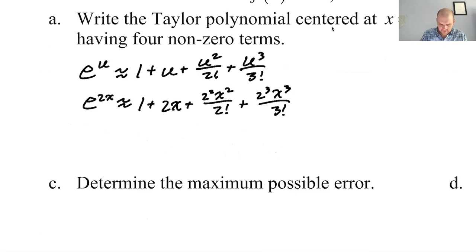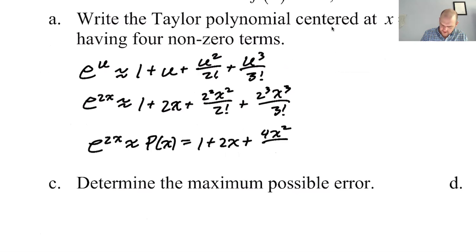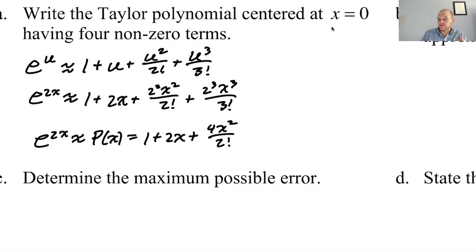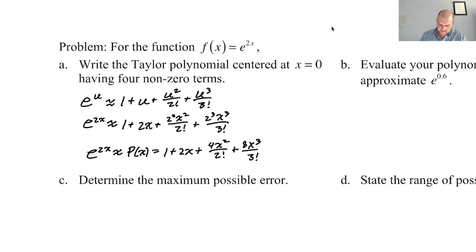I'm going to say this is p of x, which is equal to 1 plus 2x and so on. This is not what the calculator will give, because the calculator is going to simplify these factorials, but I'm not going to, because humans don't do that. Okay, so we get this.